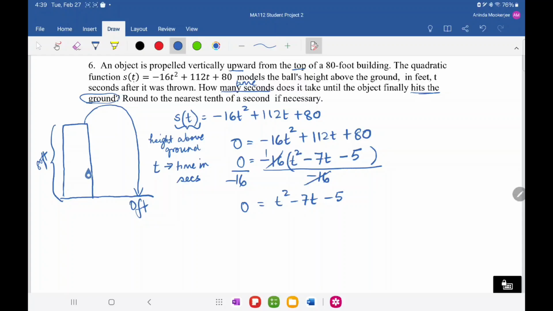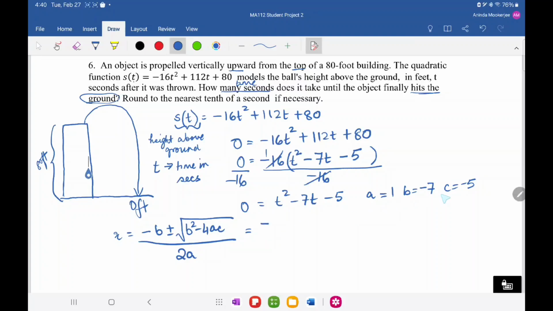So we have to use the quadratic formula, which is x equals minus b plus minus square root of b squared minus 4ac, over 2a. We have to use this formula, but we'll first have to identify what the values of a, b, and c are. So a is positive 1, which is the coefficient of the first term, b is negative 7, and c is negative 5, correct? So we have our values now for a, b, and c. Let's plug it into the formula.